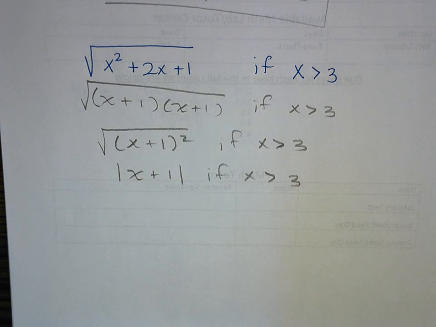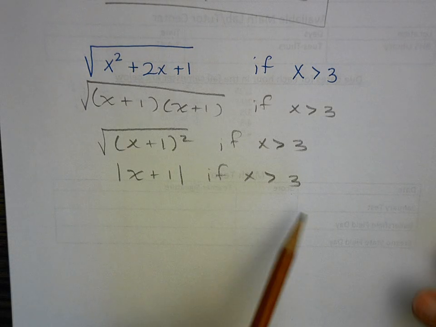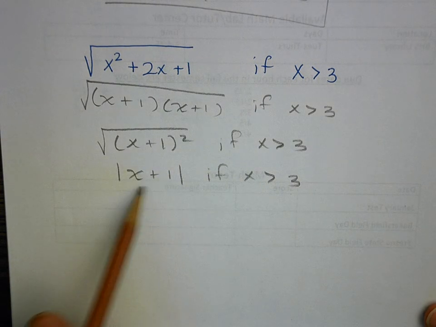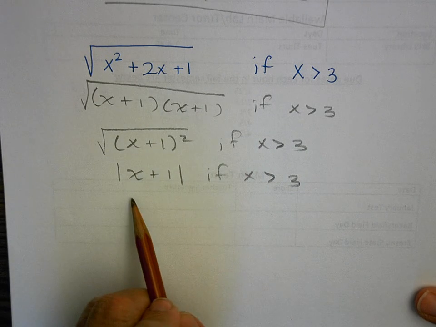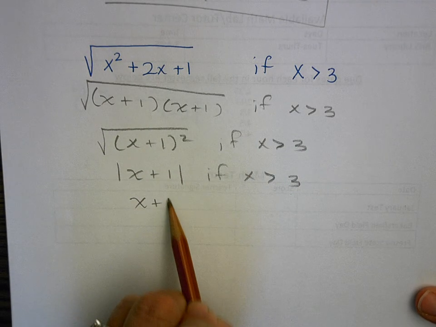And so again, I want to do a test point, right? So I have the values of x that are greater than 3, so like 4, 5, 6, that kind of thing. So if I evaluate this at 4, I would get 4 plus 1 is 5, and so I don't need those absolute values because it already is positive. So then this would just be x plus 1.